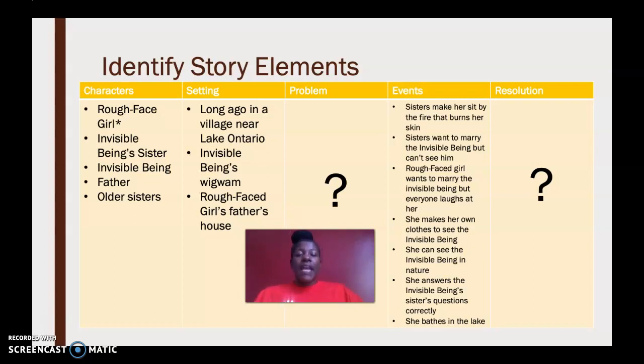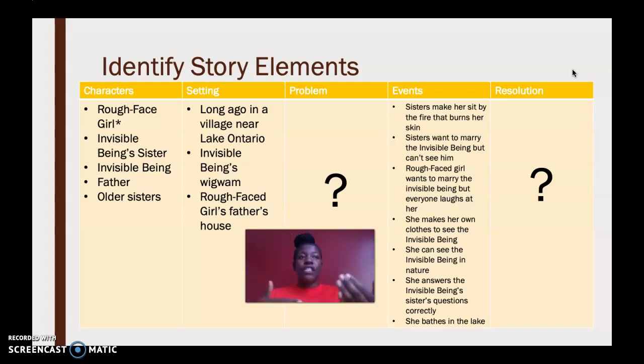We usually do this on chart paper together in class, where you go through the text, flip through, and put stickies on different pages depending on what we're looking for. But here I've already created a sample story map for you. Today your to-do is to fill in the problem in the story and the resolution. Remember, this is a version of a Cinderella story, so remember what the problem and the resolution were in the other stories.